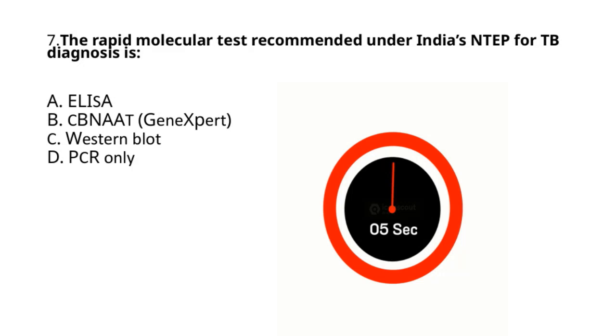Now, moving on to slide 13, let's look at the different diagnostic tests available for TB. We see 4 options here: A. ELISA, B. cBNAAT, also known as Gene Expert, C. Western blot, and D. PCR only. The key point here is to identify which of these tests is recommended as a rapid molecular test under India's National Tuberculosis Elimination Program, or NTEP. Among these options, cBNAAT or Gene Expert is the test that is specifically endorsed for rapid molecular detection of TB.